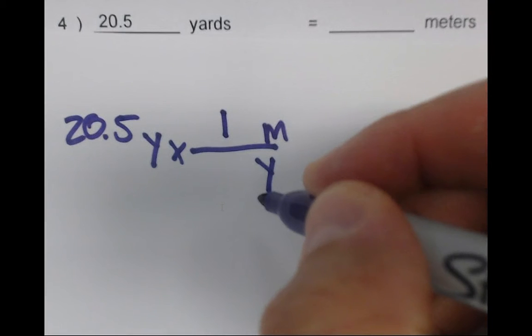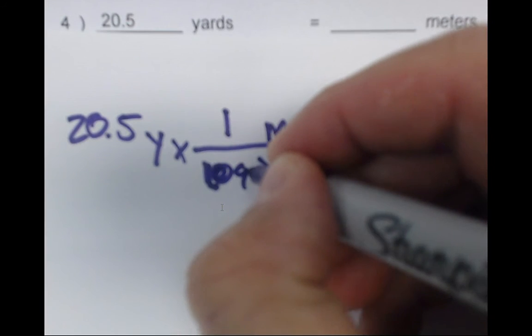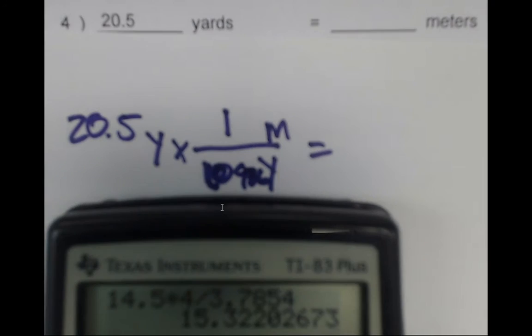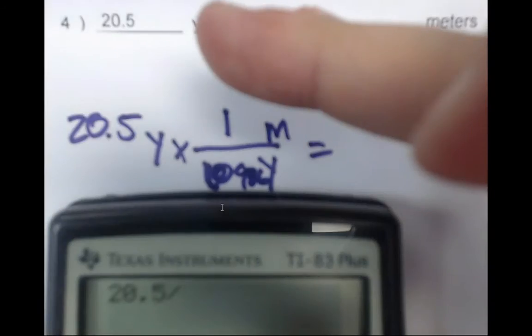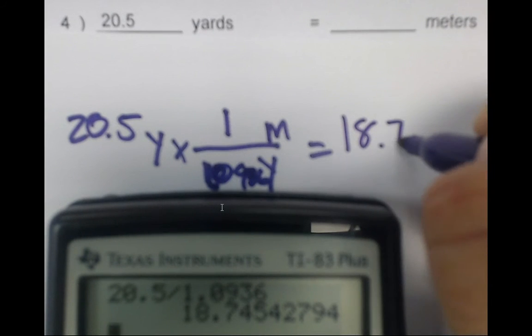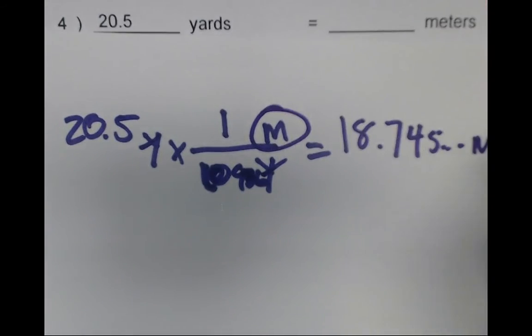What I see is 1 meter equals 1.0936 yards. And so that's just 2 steps, okay, or 1 step actually. It's even easier than that, okay? So now let's do the math. So we're going to do 20.5 divided by, let me see if I can get this to focus a little bit better. Okay, divided by 1.0936. And so what you get is 18.745. So what are the units? Well, yards cancel. The only unit left is meters.